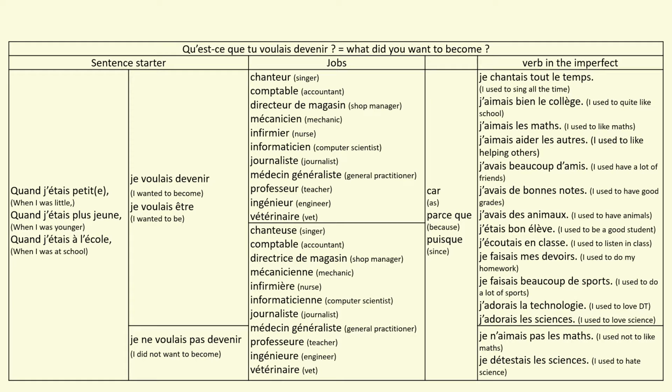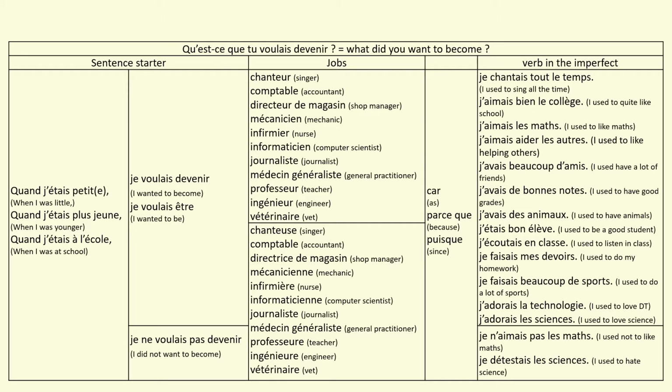In the first two columns, you've got the sentence starter. So similar as last lesson, when I was little or when I was younger or when I was at school. Second column, I wanted to become or I wanted to be. And you've got negative underneath with I did not want to become. Je ne voulais pas devenir.